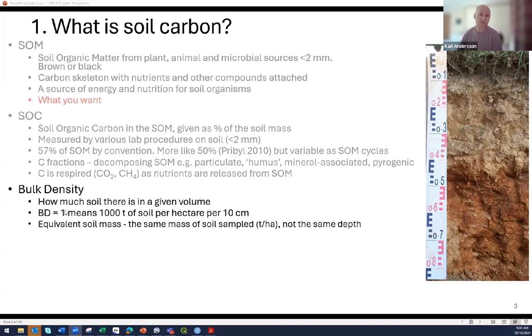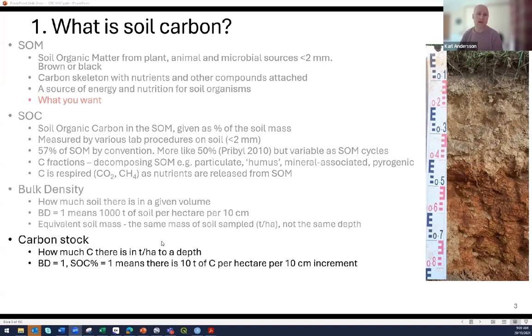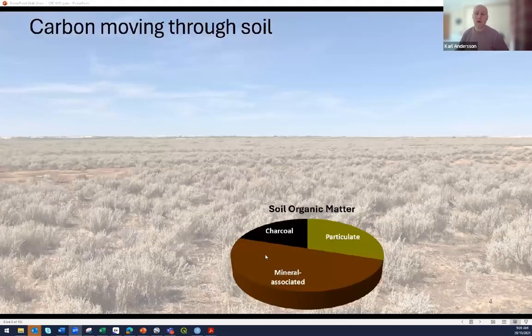And an easy sort of number to remember if you're thinking along these lines is that a bulk density of 1 gram per cubic centimetre means that there's 1,000 tonnes of soil in a hectare, 10 centimetres. And that means that a carbon stock then of 1% of 1,000 tonnes is 10 tonnes. So 1 and 1 is 10. And when you're accounting for things, that's what they want. But remember the importance of organic matter.